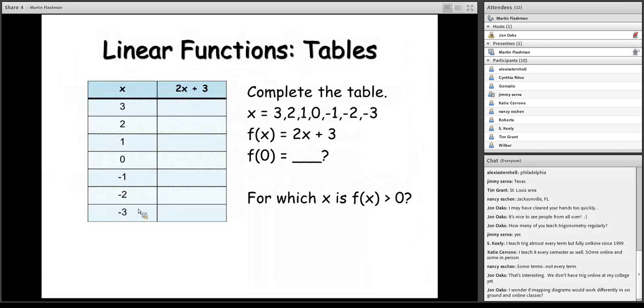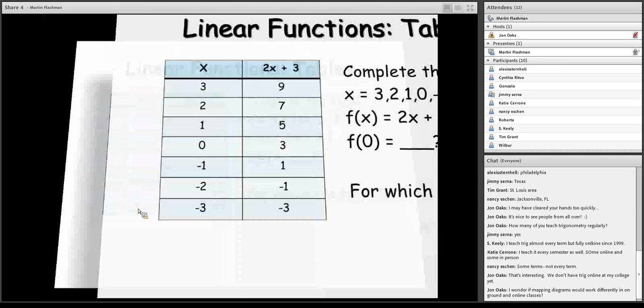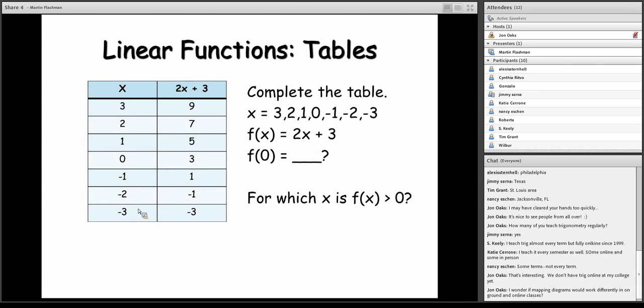So first we're going to look at tables. Here's a typical table for linear functions. I usually do my tables vertically so that they'll match up with the diagrams. So on the left you see the column of the data that I want to compute, and I'm going to complete the table. And for the numbers 3, 2, 1, 0, -1, -2, -3, I start top down. And we may look at these questions. What's f of 0, and for which x is f of x greater than 0? Here's the data. And you can now look at the questions and answer them, I hope.